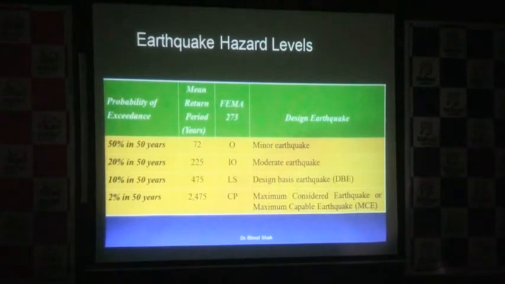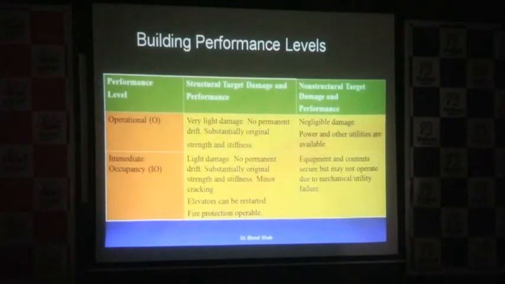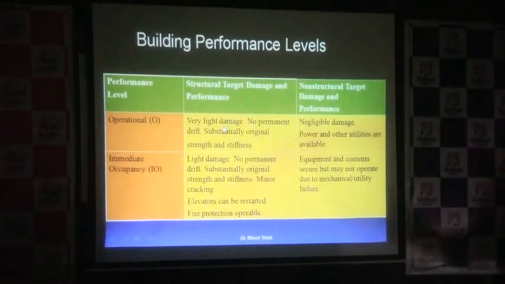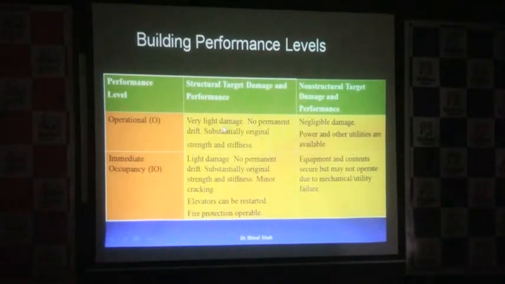So these are some guidelines which are there, and further we have got certain building performance levels which are defined. As you can say, O is the operational level. For very minor earthquakes, your building should remain in the operational state. So you are expecting very light damage, no permanent drift. There is substantially the original strength. It is almost as if the building is in the elastic stage only. That is what we mean by the operational stage.